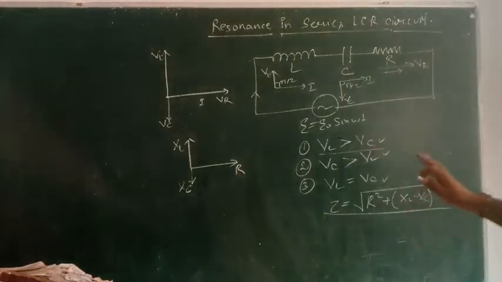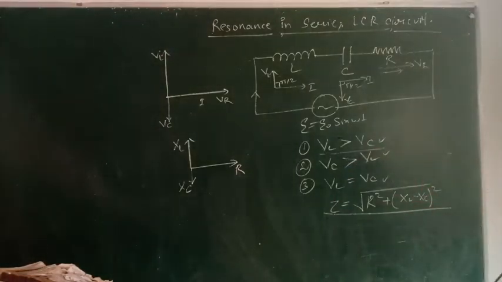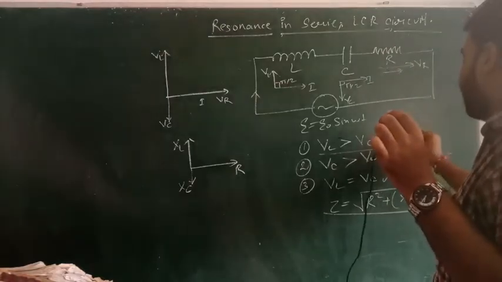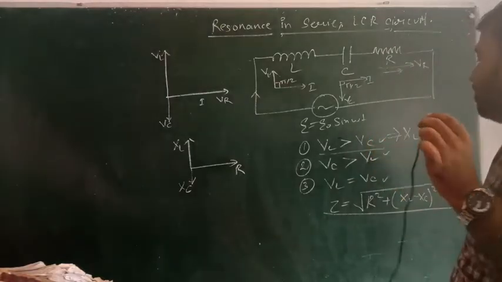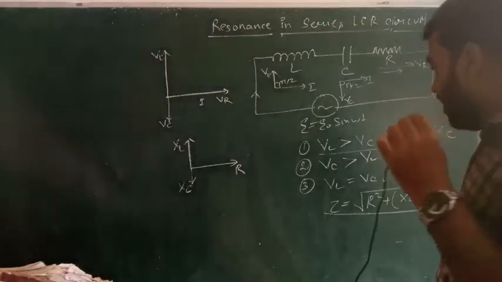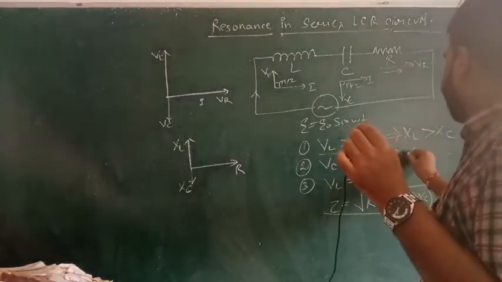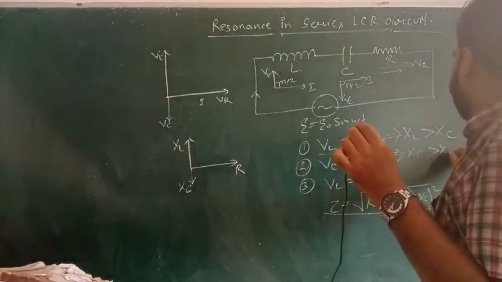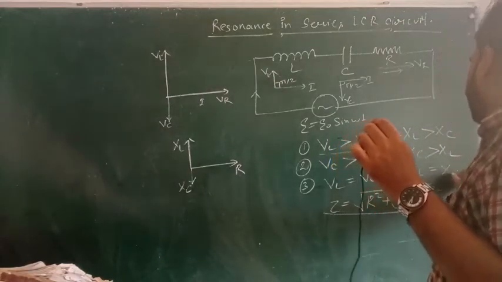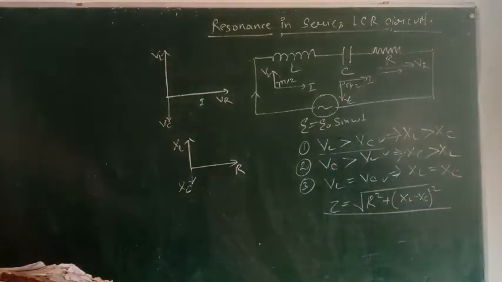Suppose VL is greater than VC. What is the meaning of this? If VL is greater than VC, XL is greater than XC. If VC is greater than VL, what is the meaning of this? The meaning is XC is greater than XL. Here the meaning is XC is equal to XL. This is the condition given to us.